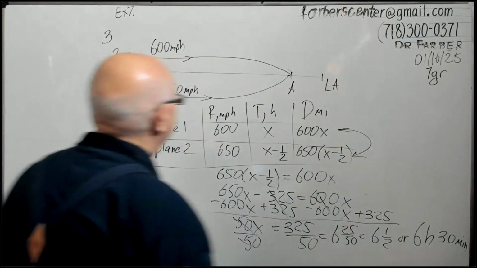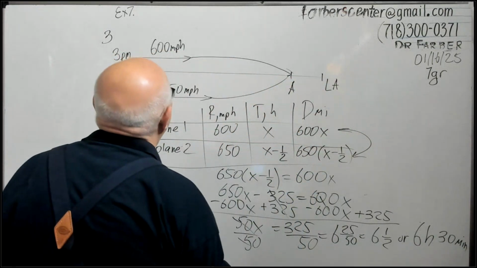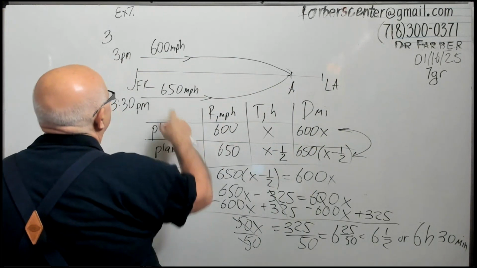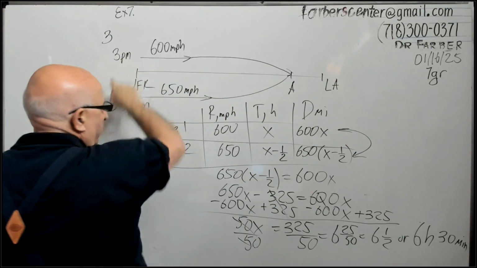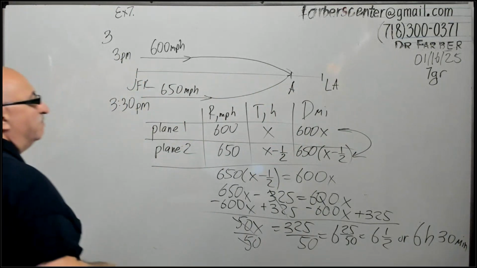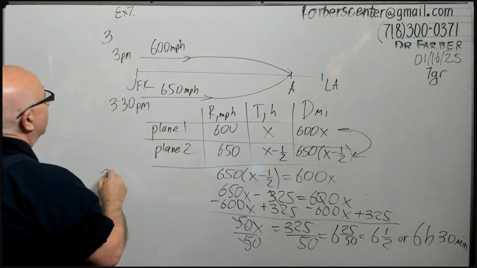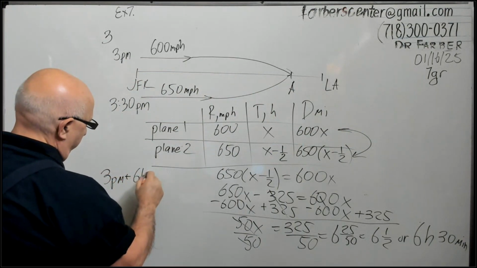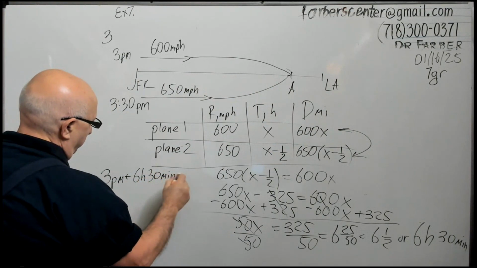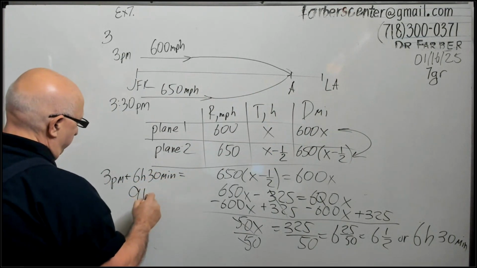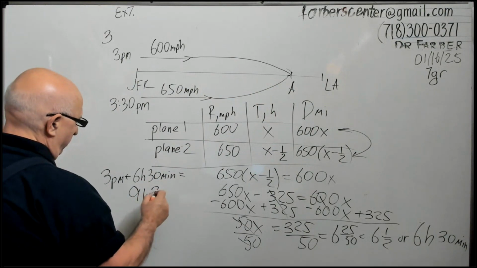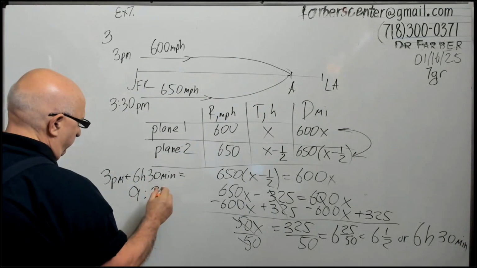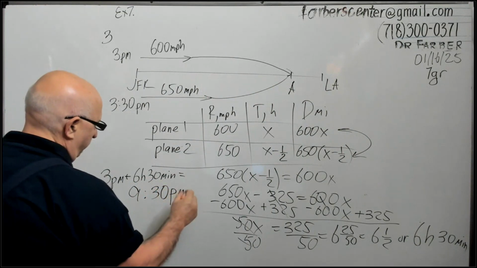What is it? If time plane A, but since it started at 3, I will continue here. 3 p.m. plus 6 hours, 30 minutes. You have 9 hours, 9 p.m., 9:30 p.m.